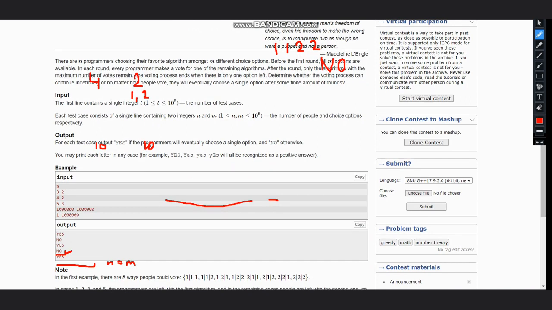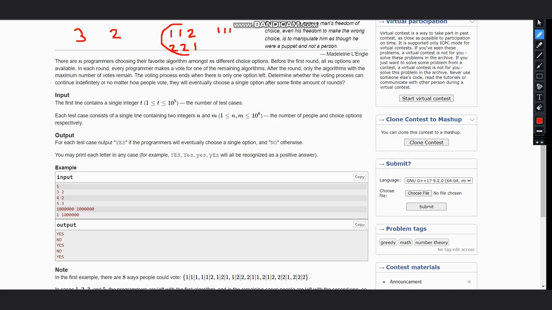So thinking of a yes situation, we can consider the example of 3 and 2, taking 3 programmers and 2 different choices. So the votes can be 1 1 2 or 2 2 1. I am taking the maximum number of votes, and we can also have 1 1 1 and other options as well, but we would be considering these two cases as they involve both the options. So in any case, one of them will have the maximum number of votes, so one will be eliminated and only one option will be left at the end, so we would output a yes.